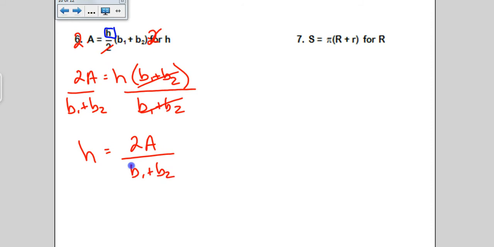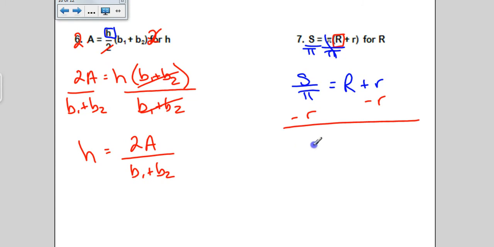Okay, number 7, s equals pi times big R plus little r. So if I'm trying to solve for big R, I need to get rid of that pi first because that's hanging everything up. So if I go ahead and divide by pi, that ends up as s over pi equals R plus little r. And remember, we're trying to solve for big R. So I'm going to just subtract the little r over. It looks kind of goofy, but we're done. I'm going to flip this around. Big R equals s over pi and then minus r.